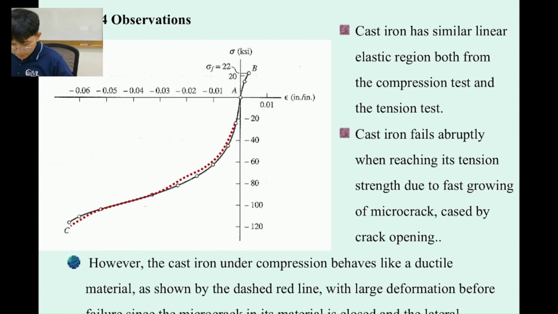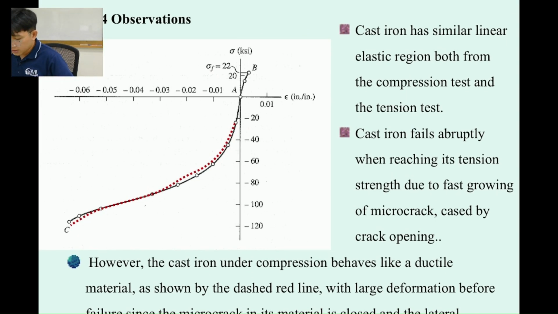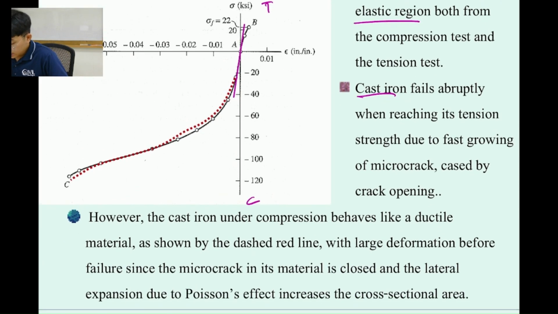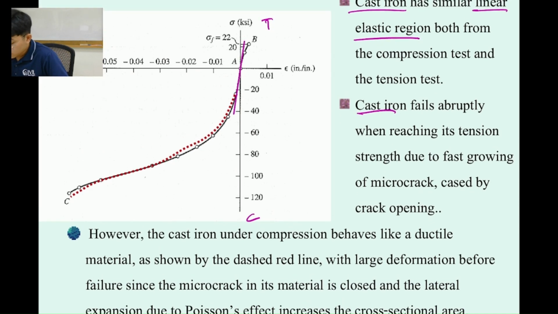All right, so for the observation in compression, nothing much. What I want to focus on is just the cast iron. You can see that the cast iron is going to provide a similar Young's modulus in both compression and tension. This one is tension, this one is compression. Okay, so it has a similar linear elastic region, which gives a similar value of the Young's modulus, and the cast iron is going to fail properly when reaching its tension limit. So when you pull it, it's going to break apart by tension because of its micro cracks inside.